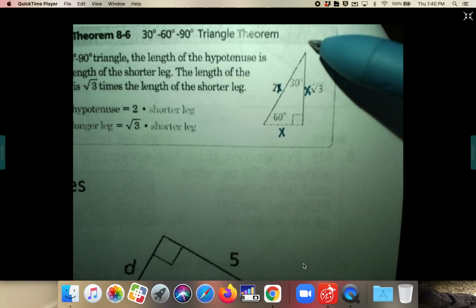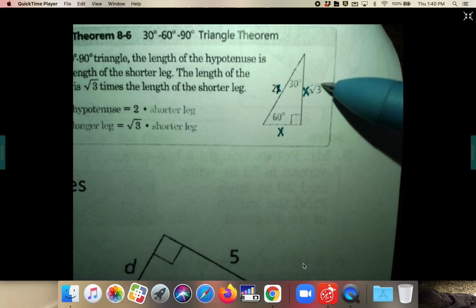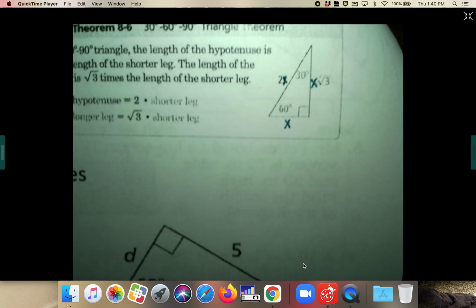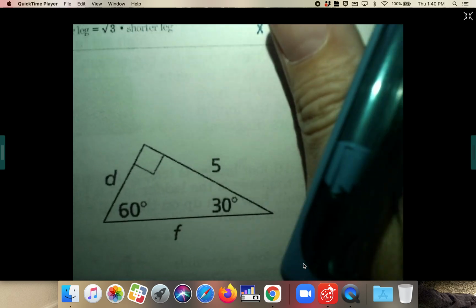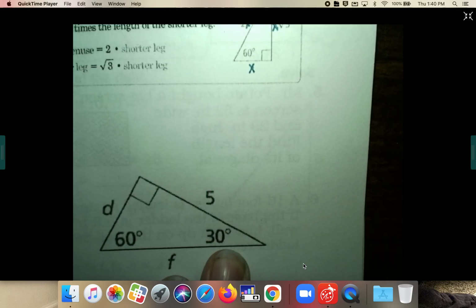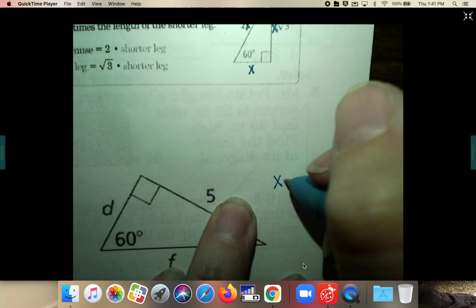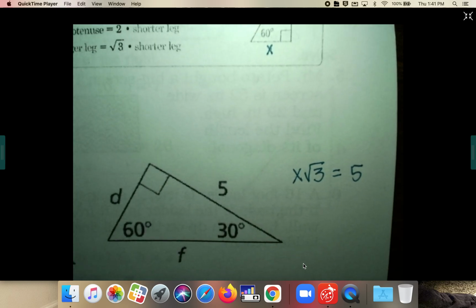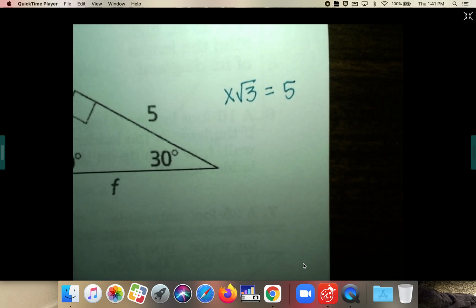So let's go look at the long leg. The long leg is 5, so that is x root 3 equals 5. That's how I need to set it up: x root 3 equals 5. Okay, so I told you guys we'd practice a little bit more with this. Let's practice it right now.